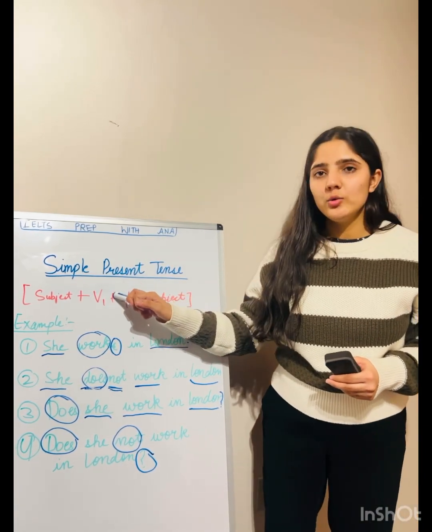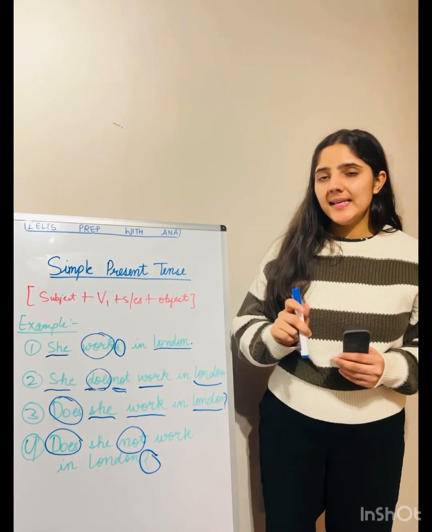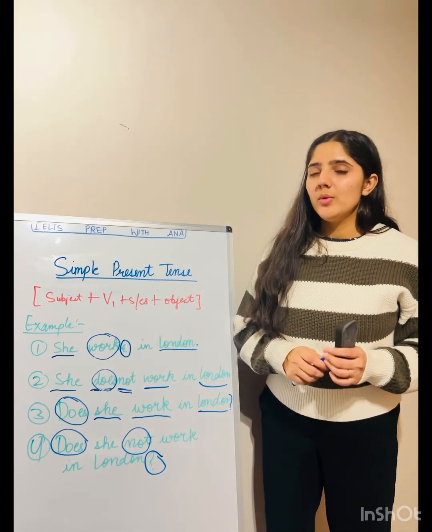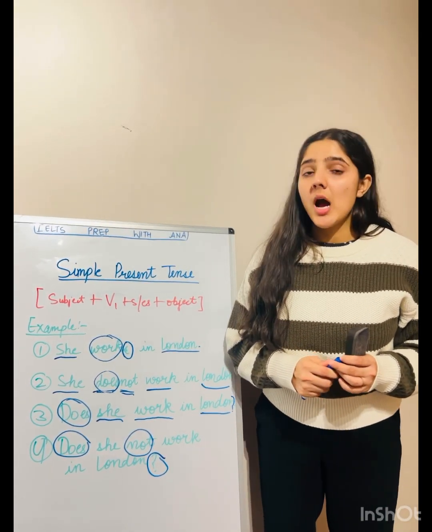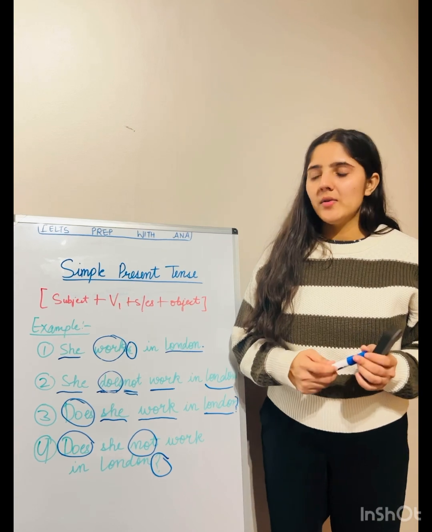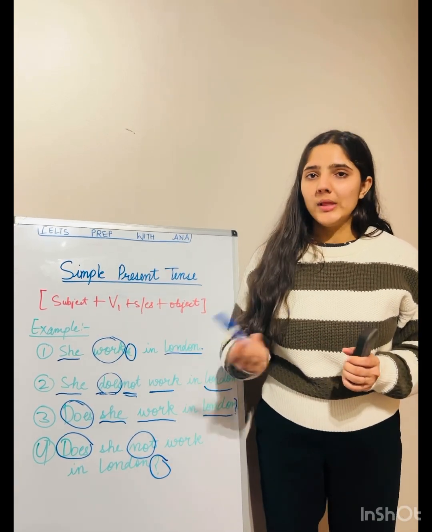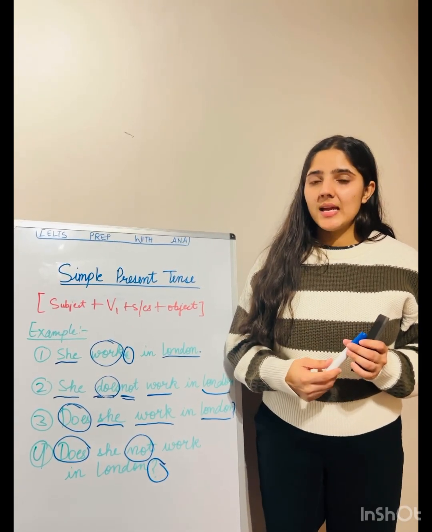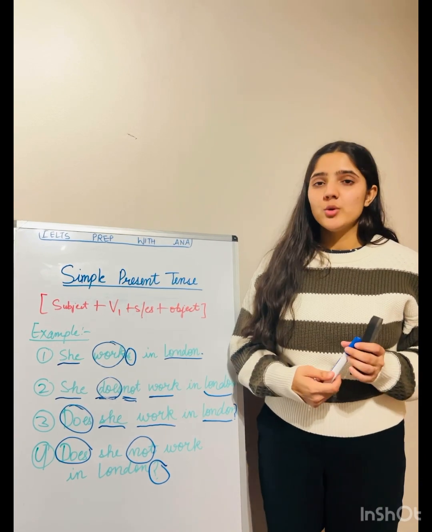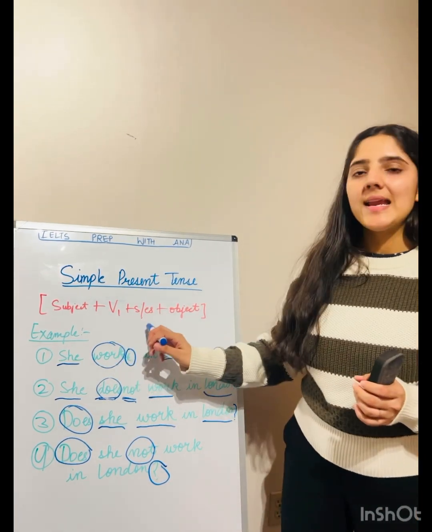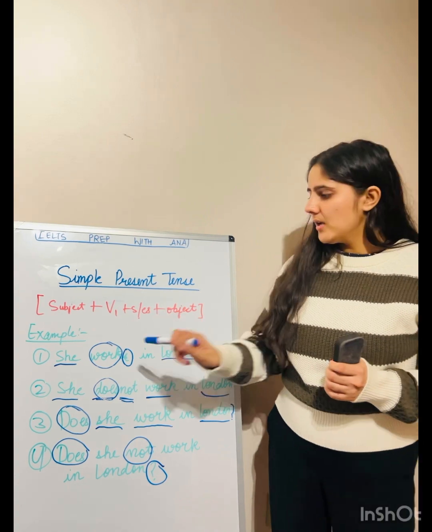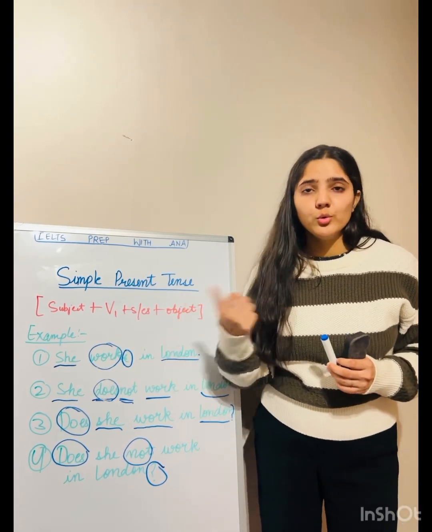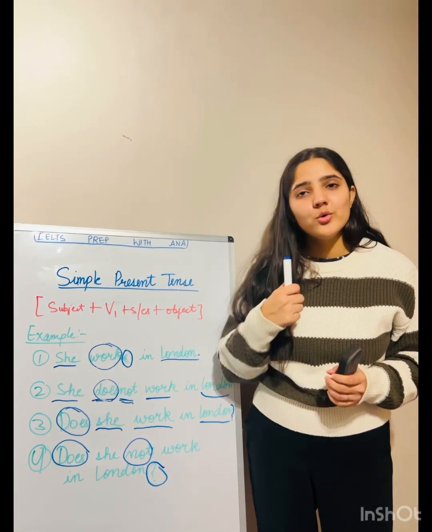So we only use s or es with he, she, it. We do not use s or es with I, you, they, we. For example, I go to school. I will not say I goes to school. It's wrong. So for he, she, and it, we use s or es. For example, she goes to school and I go to school.